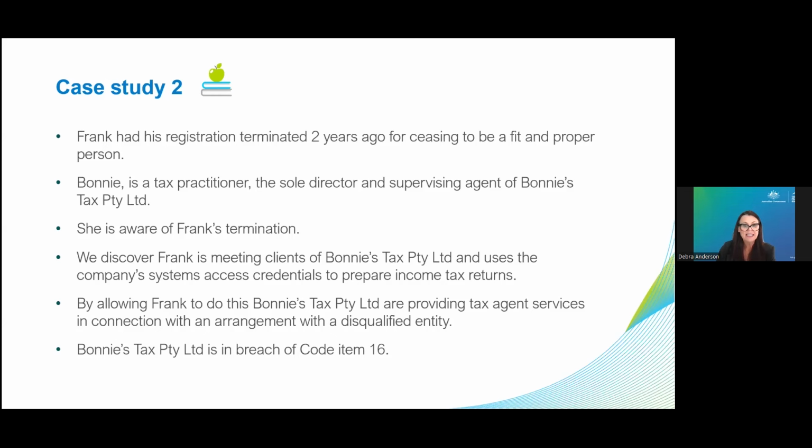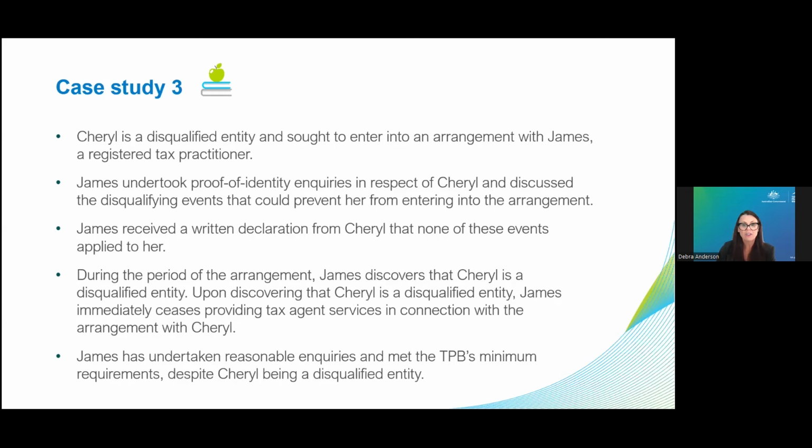We have another case study here, and in this one we have Cheryl, and Cheryl is a disqualified entity. Cheryl sought to enter into an arrangement with James, who is a registered tax practitioner, in connection with the tax agent services provided by James. So James undertook proof of identity inquiries in respect to Cheryl. He discussed the disqualifying events that could prevent her from entering into an arrangement with him. And James receives a written declaration from Cheryl that none of these events apply to her.